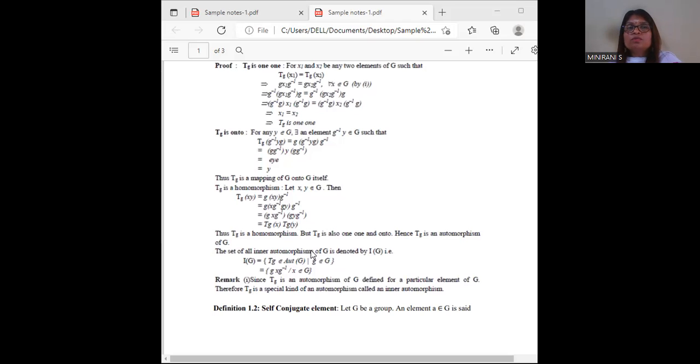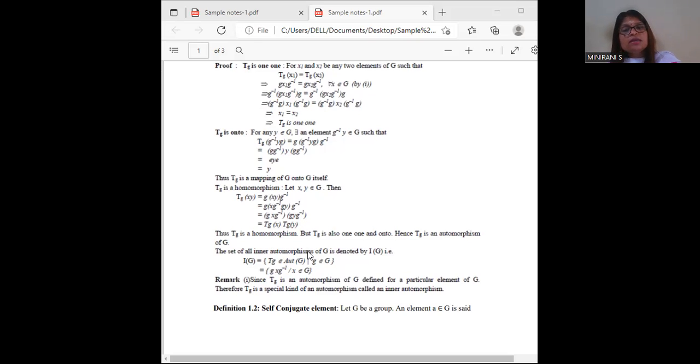It's from a group G onto itself. So if star is the operation, we have to prove that Tg of x star y is equal to Tg of x star Tg of y. So if we consider x and y belonging to G, clearly xy should belong to G because of its closure property. Now let us see what its image is under Tg. So Tg of xy is g into xy into g inverse.